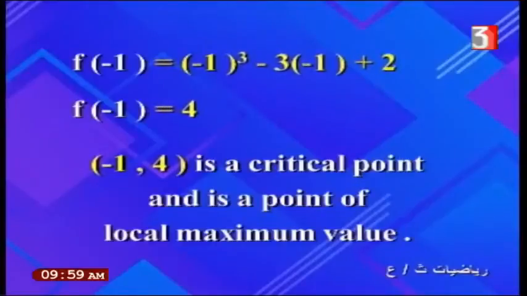Now, the point negative 1 and 4 is a critical point because f dash of negative 1 equals 0, and this point is a point of local maximum value because the function is increasing on the left of the number negative 1 and decreasing on the right of the value negative 1.